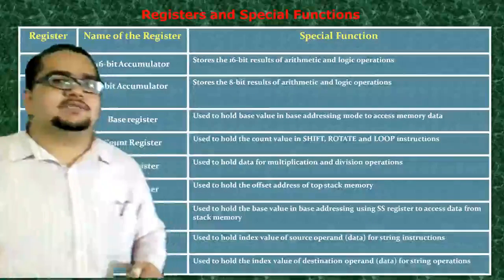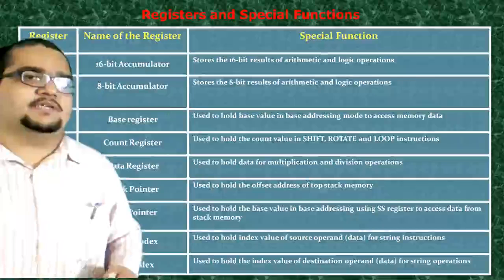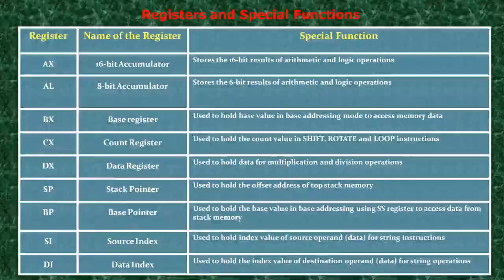So all the registers with their special functionalities you can see on this slide right now. You can see the accumulator is there. It works as an accumulator for 16-bit results of arithmetic and logical operations. Then we have AL, the shorter version of AX. AX is a complete 16-bit register, whereas AL is an 8-bit register. Then we have BX, CX, DX, SP, BP, SI, DI, all of them here.